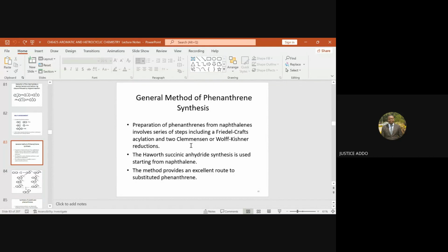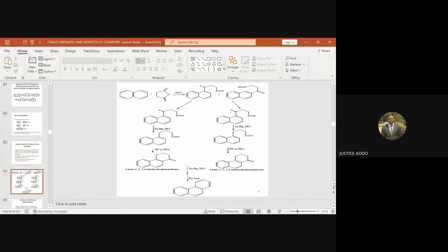A methylene group, CH2. Then we have the Haworth succinic anhydride synthesis, which also starts from naphthalene. Then we also have the substituted phenanthrene synthesis. So here, the ones that I've mentioned, that is how you get them. Okay, that is how you get your phenanthrene synthesized.